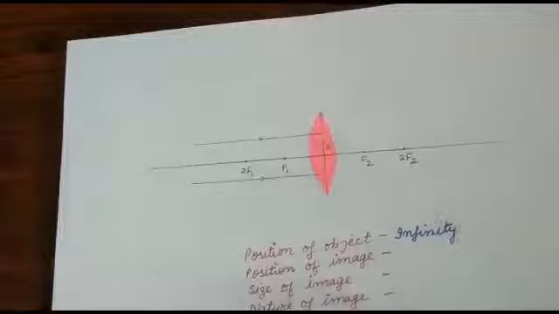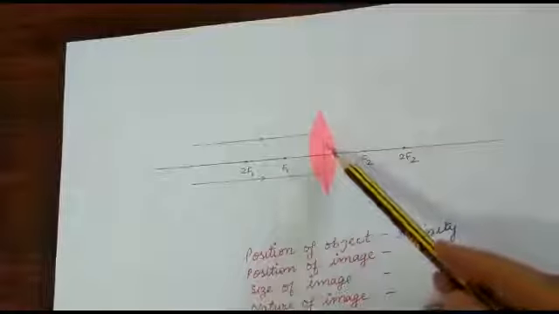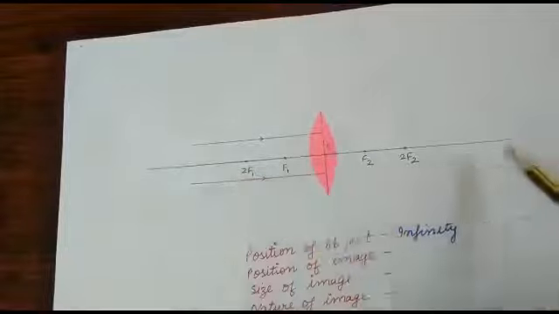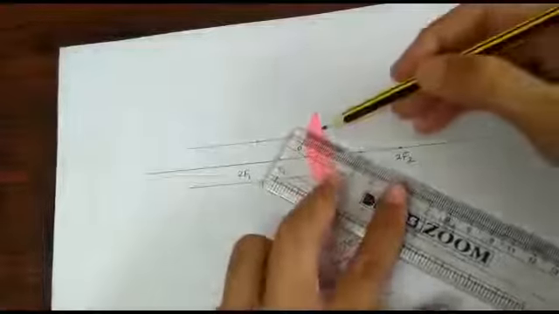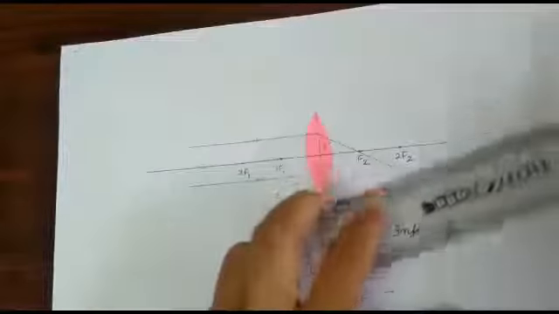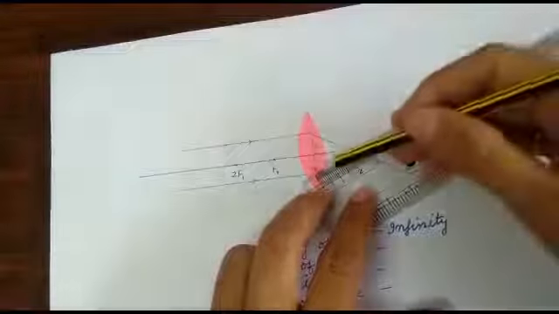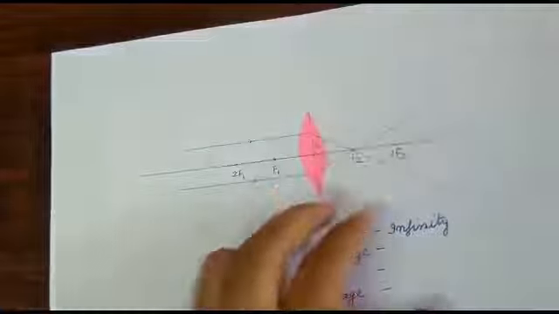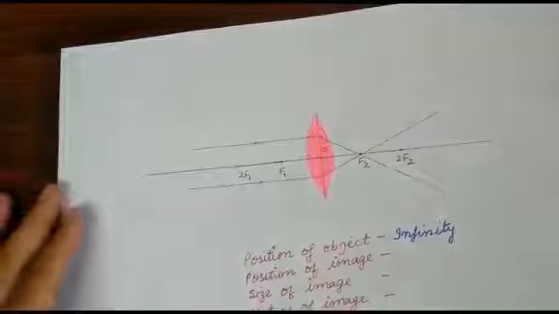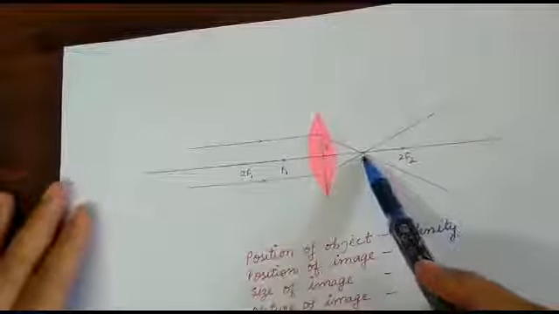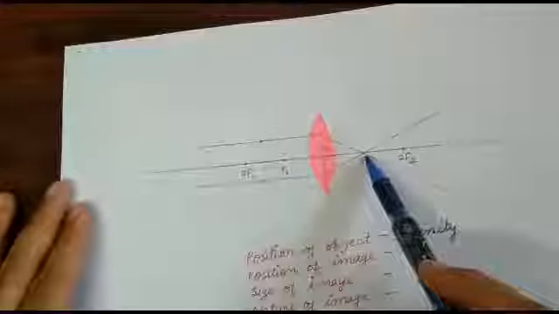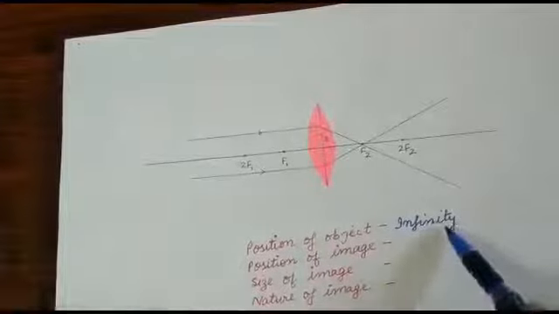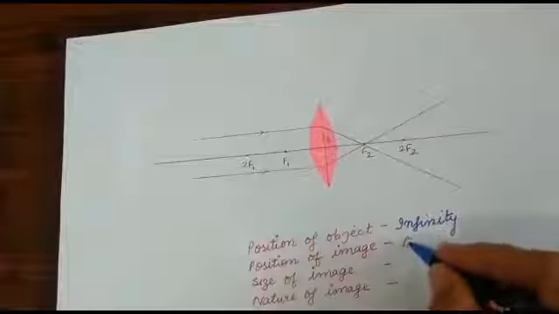So here I have drawn these 2 light rays, and this is the optical center of the convex lens. This is the principal axis. These light rays are coming parallel to the principal axis. After refraction, these light rays will pass through the focus. This is the point where these light rays meet on the principal axis after the refraction. So here the image will be formed. When the position of the object is at infinity, the image will be formed at f2.